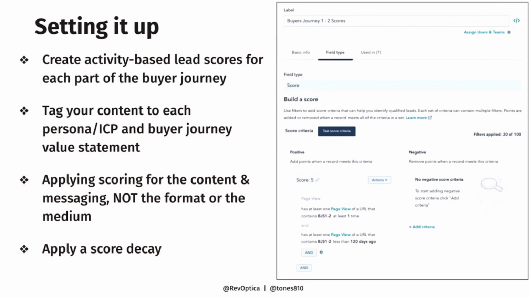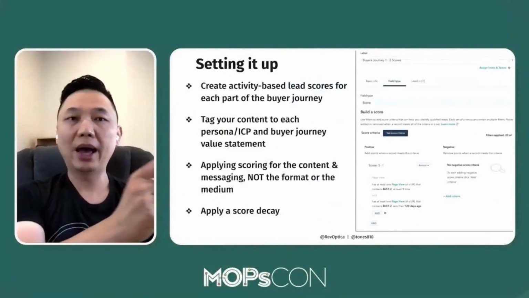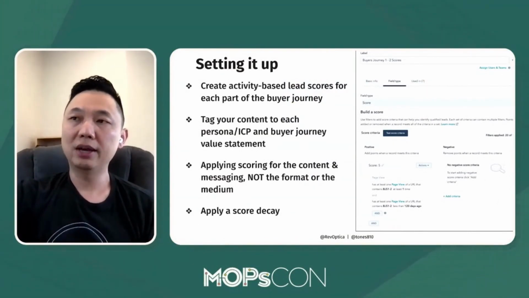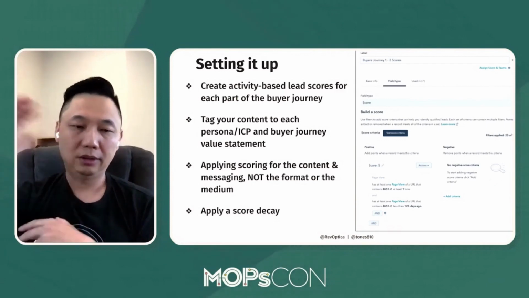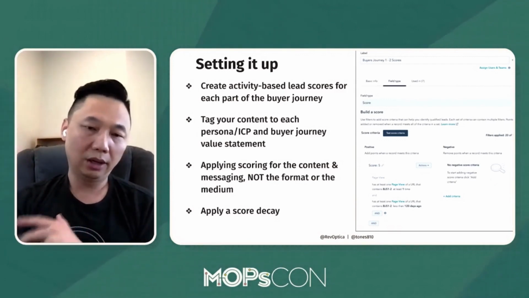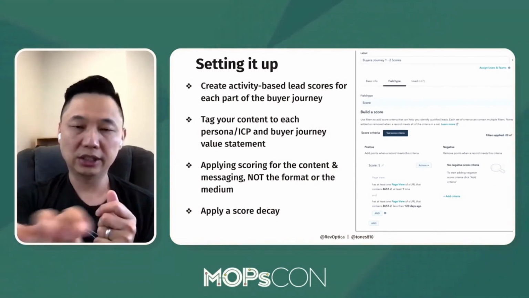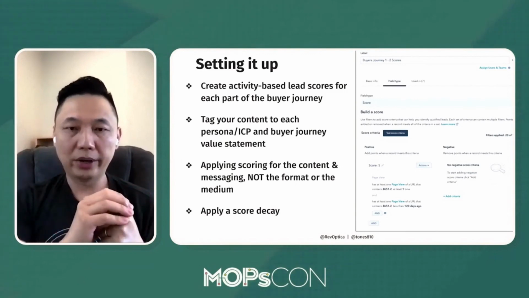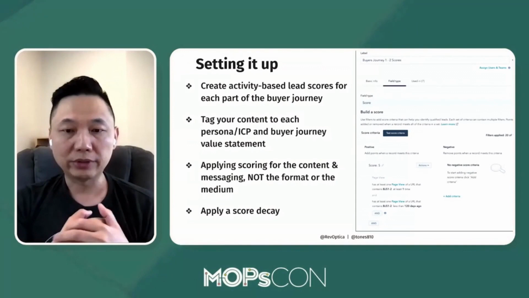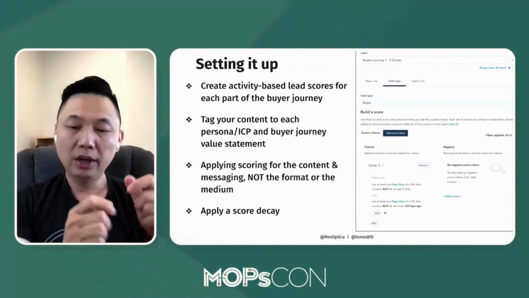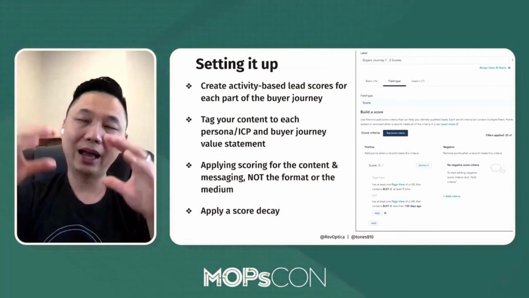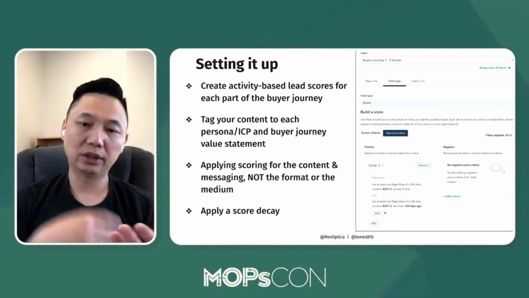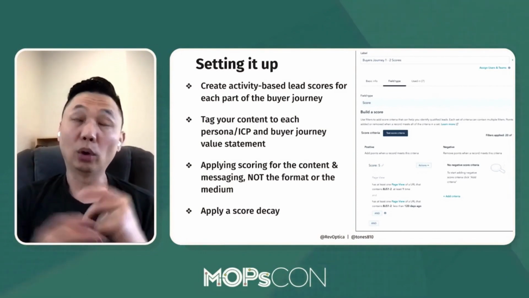Once you've identified and tagged each of your key content pieces to a buyer journey stage, you apply the scoring for that piece of content. But you're applying the score for the messaging, not the format or the medium like I described. So instead of adding 5 points to a blog post and 10 points to a webinar, the point isn't the delivery vehicle, it's the messaging. You can see in the HubSpot screenshot we're adding a certain number of points, 5 points here, for content identified as buyer journey 1, 2. That will increase the buyer journey activity score by 5 points, depending on how many times they consumed the content.